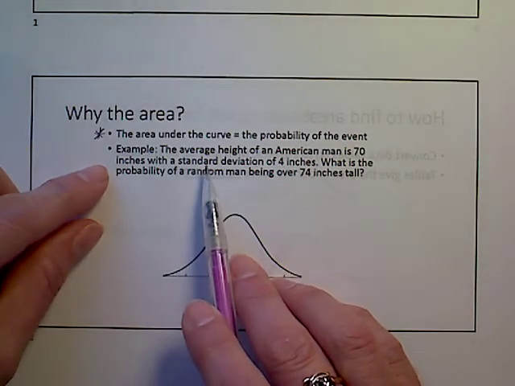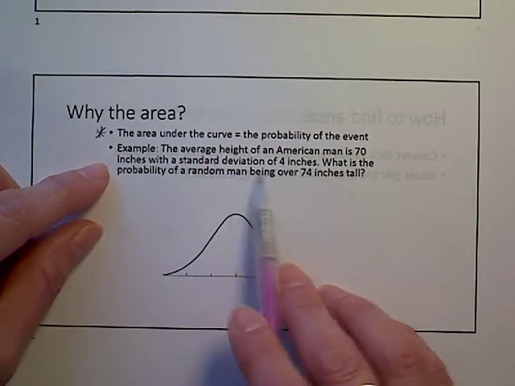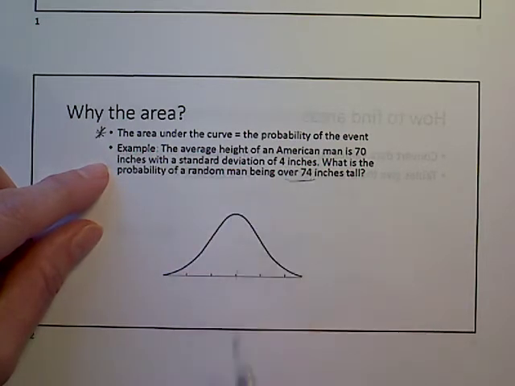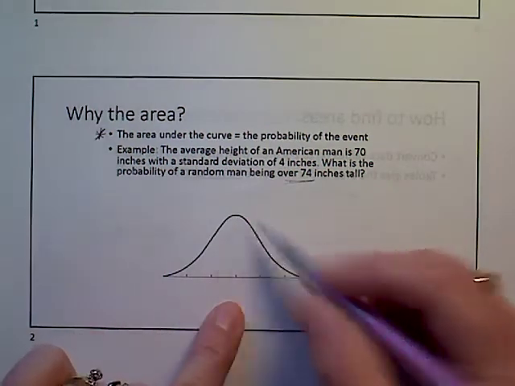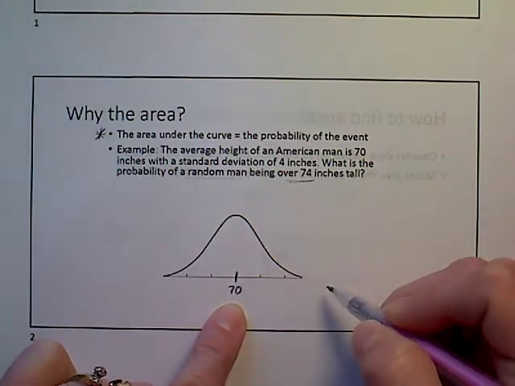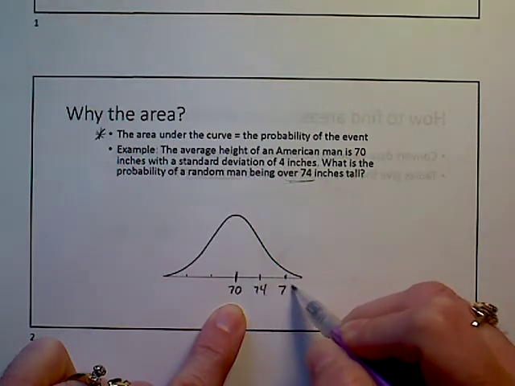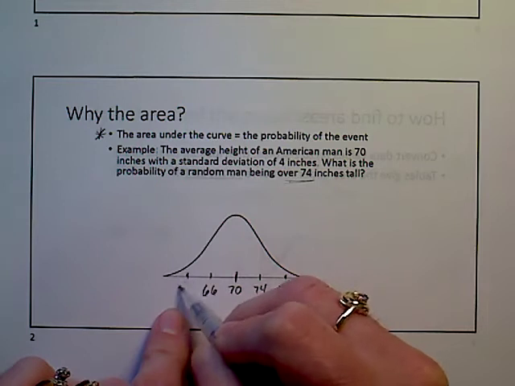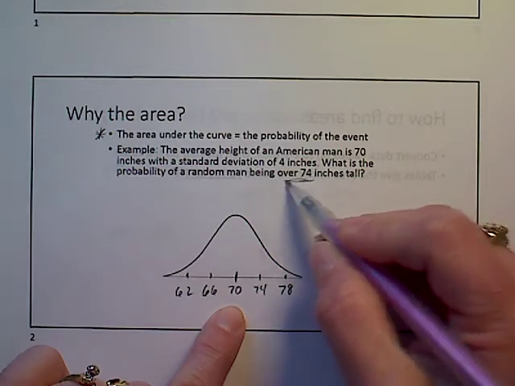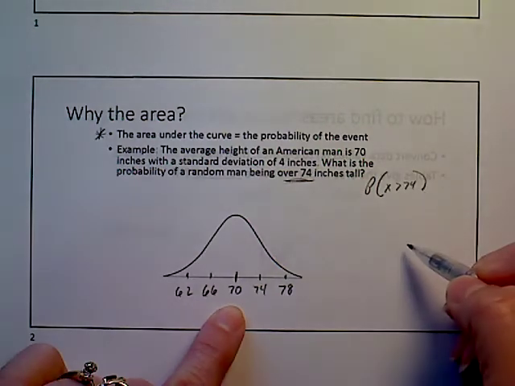So I brought an example along so we can talk about him. The average height of an American man is 70 inches. The standard deviation is 4 inches. We want the probability of a random man being over 74 inches tall. So let's think about how that looks on our normal distribution. His average height is 70 inches, and the standard deviation is 4 inches. So here's one standard deviation and two, and we could go the other way too if we wanted to. Okay? We want to find the probability of him being over 74 inches tall. The probability that it's over 74 inches.